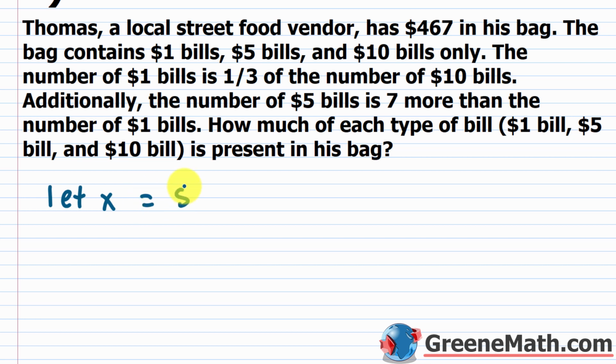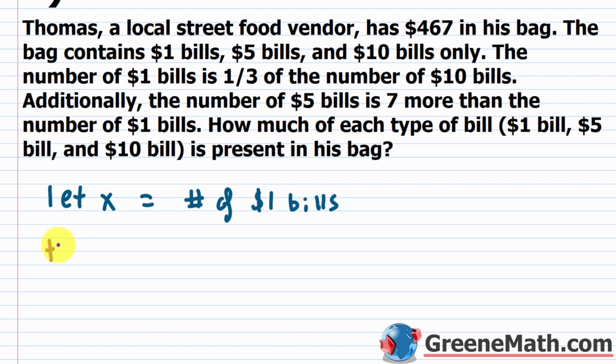So I'm going to use that. Again, you don't have to, but it's just easier for me. So this should be the number of $1 bills. So let me make that more clear. So the number of $1 bills. Okay, so then how are we going to represent the other ones? So it says the number of $1 bills is 1/3 of the number of $10 bills. So that would mean that the number of $10 bills is 3 times the number of $1 bills.